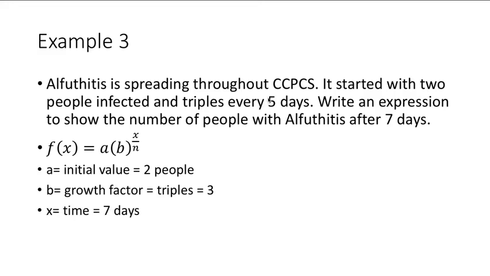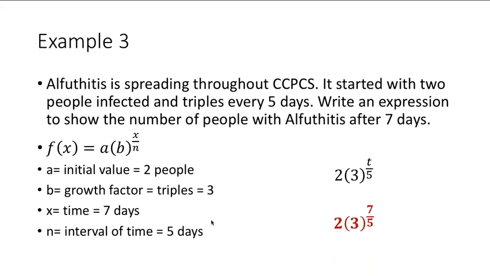My time is 7 days, so this is asking me to just write an expression to show the number of people with alpha-itis, which will be 7 days. And my interval of time, or how often this tripling happens, is every 5 days. So if we were just to write an expression or an equation without the 7 days part, we would get 2 times 3 to the t over 5. But we know that the t is 7, or the x here is 7. So my most simplified form, or the expression we would use to show the number of people with alpha-itis after 7 days, would be 2 times 3 to the 7 over 5.